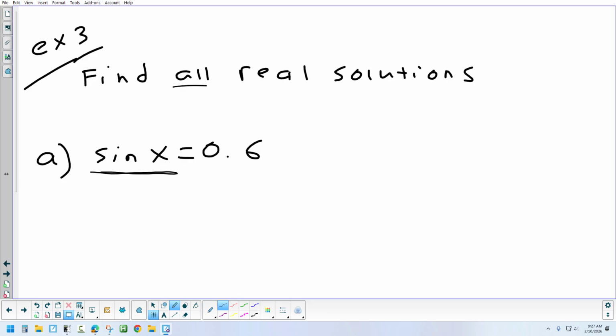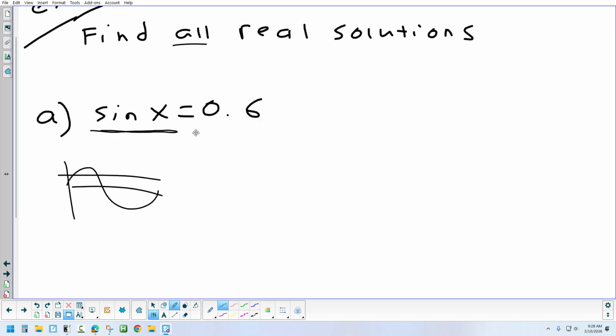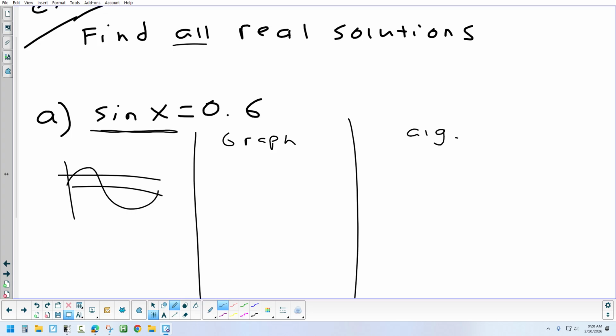Yep. 2, right? You're going to have a wave and a horizontal line. It's going to hit it twice. The only way it hits it once is if it hits at the max or the min, which would be 1 or -1. This is right in the middle, so it's going to hit the wave twice. Kind of like this. Let's do this 2 ways. Let's do it with the calculator, and then we'll do it without.